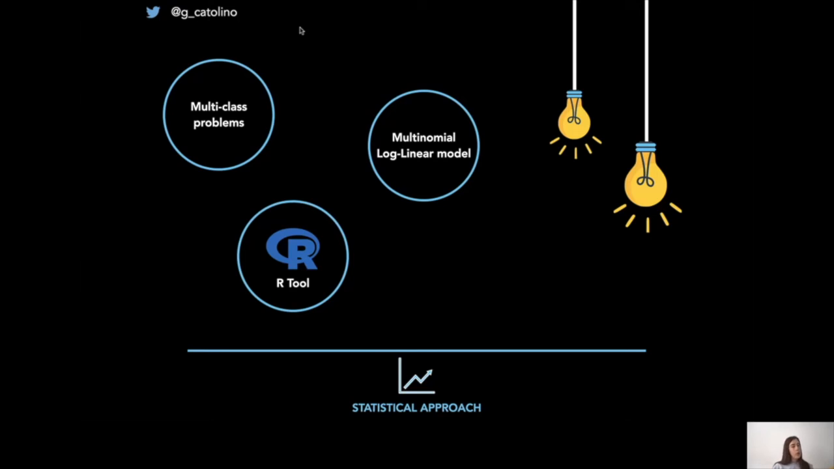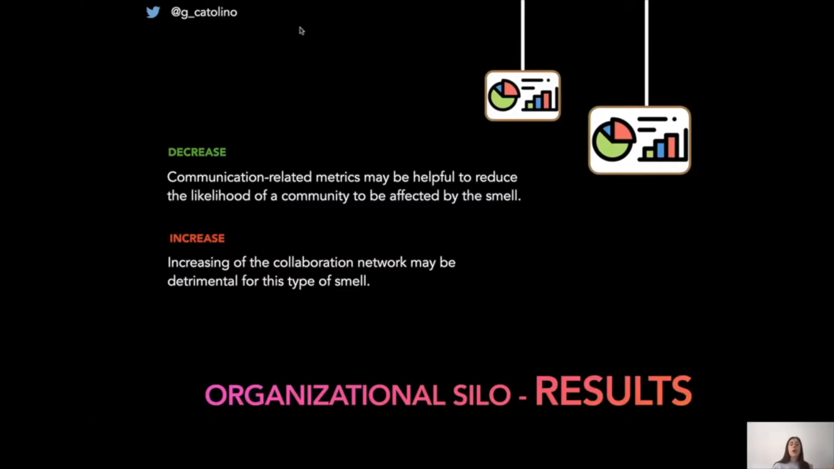In order to construct our model, in this case, we were facing a multi-class problem since we had these 3 nominal values. So we use a multinomial logistic linear model, and we use our tool. Of course, in order to know more about all the details of the script, you can go on the replication page. Okay, now let's move into the results part.